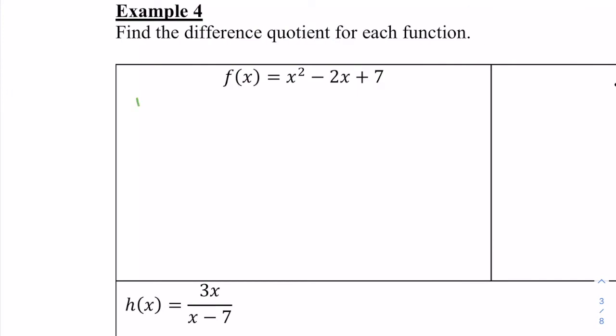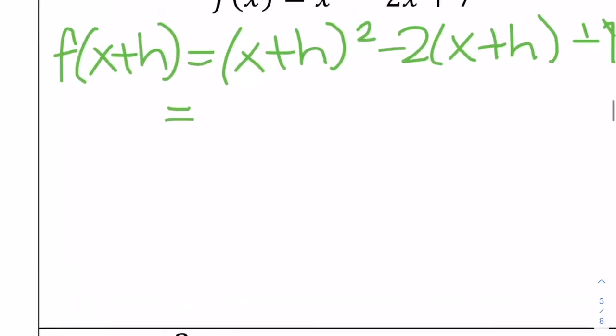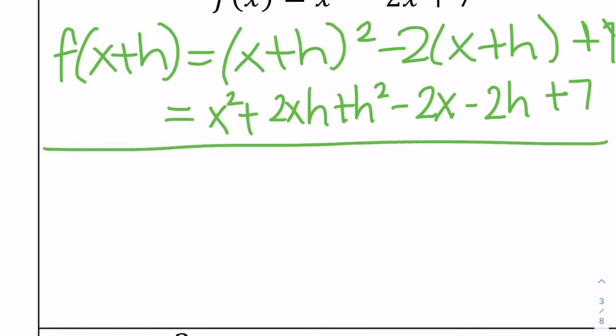We're going to plug in x plus h into the equation, so we get x plus h squared minus 2 times x plus h plus 7. That can simplify into x squared plus 2xh plus h squared minus 2x minus 2h plus 7. Now I'm going to plug it into the difference quotient.